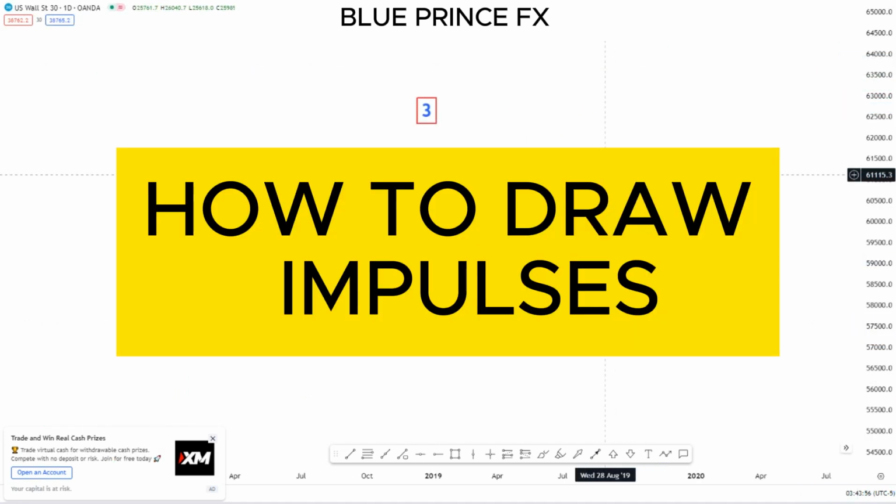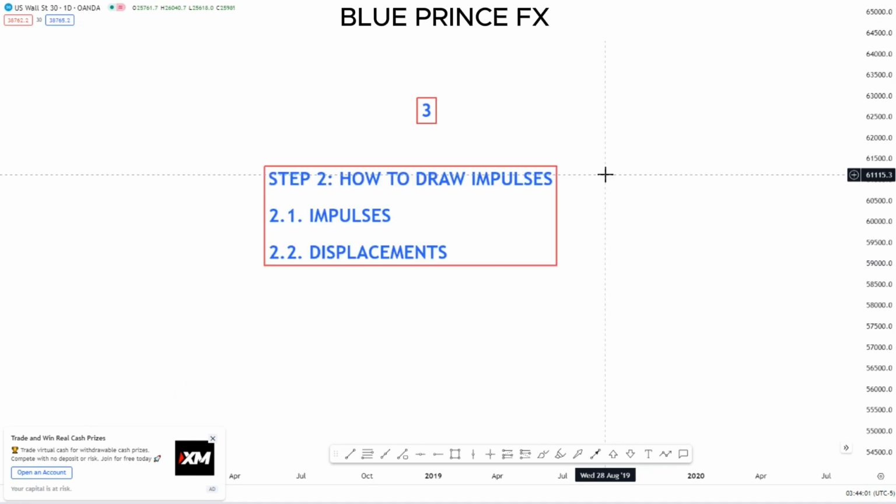Now let's go to the second step. Step number two is how to draw impulses. Right? What do I mean how to draw impulses? Because the market moves in an impulsive stage. You have a low and you have a high. So from the low to the high, that's an impulse, right? This is important because in order to have a clear market structure, we must see impulses and displacement, which is a big and obvious push through structure, right?